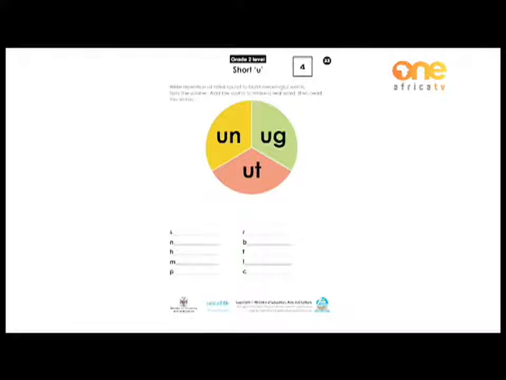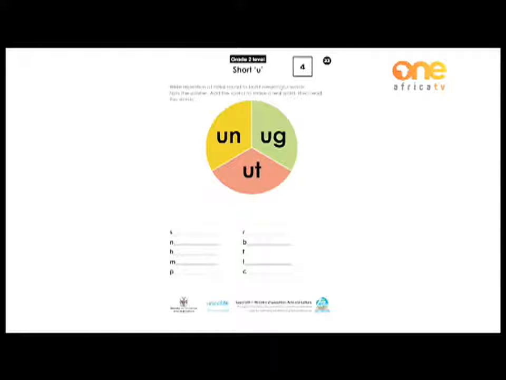For example, in the first third of the circle, we have the word un. And then in the first row, we have the letter S. If we combine the S and the un, what word will you have? That is correct. It is the word sun. Very good. I would like for you to complete the rest.